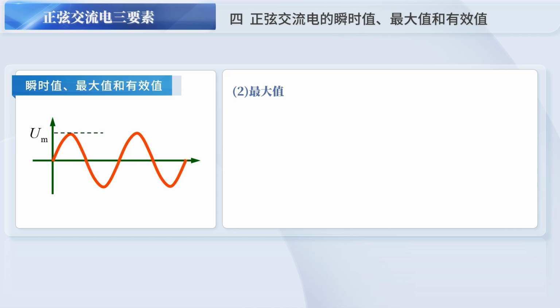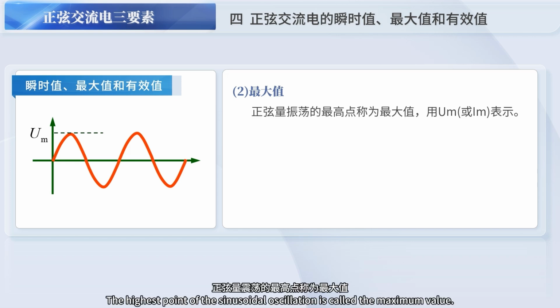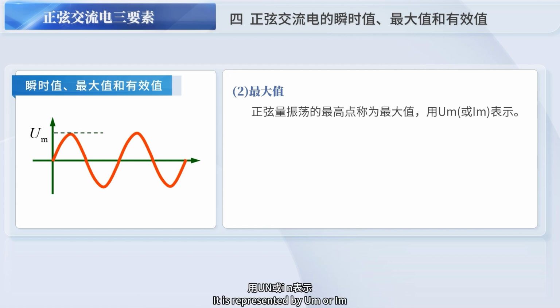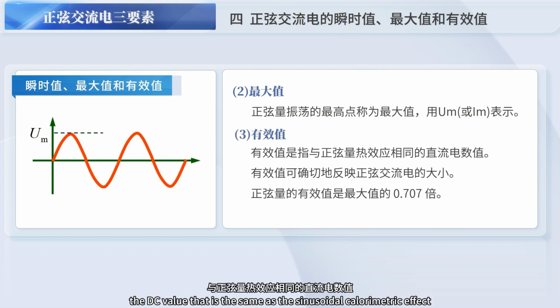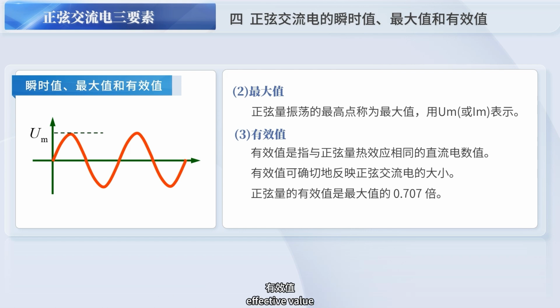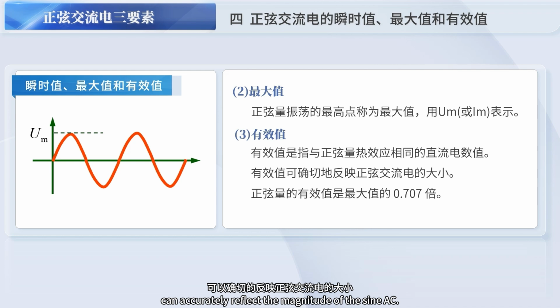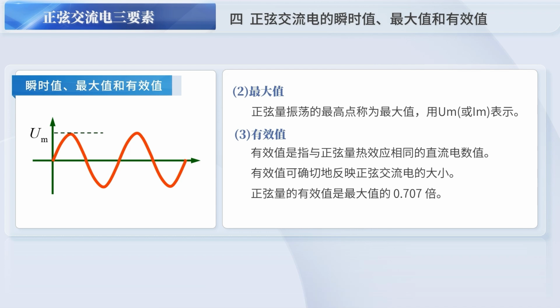Second, the maximum value. The highest point of the sinusoidal oscillation is called the maximum value. It is represented by Um or Im. Third, effective value. The effective value refers to the DC value that has the same heating effect as the sinusoidal quantity. Effective value can accurately reflect the magnitude of the sinusoidal AC.